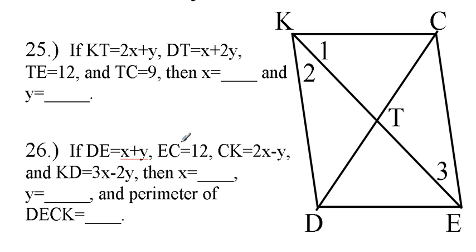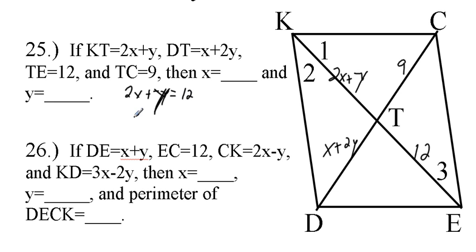All right, 25. We've got KT is 2x plus y. DT is x plus 2y. TE is 12. And TC is 9. Now again, this is a system of equations, so we have 2x plus y, or no, is that not plus positive y? I don't know what I'm thinking. Equals 12. And x plus 2y equals 9.